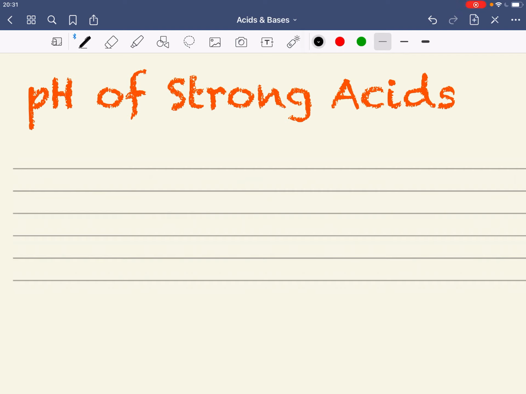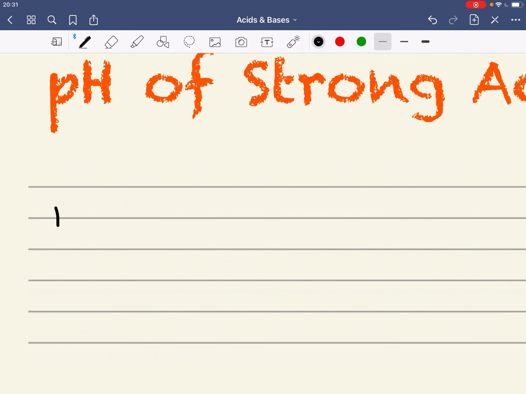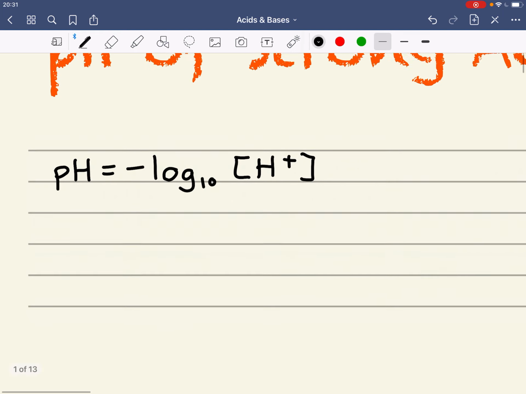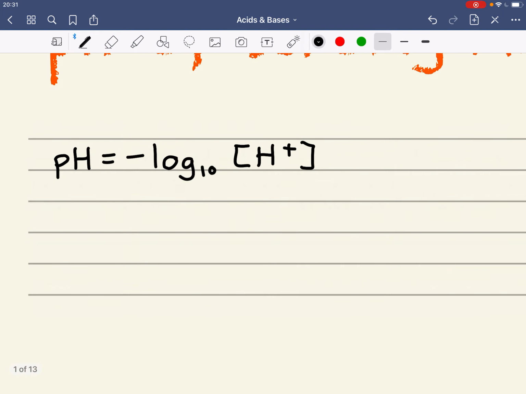Here we're going to look at working out the pH of strong acids. Firstly, you may be asked how to define pH in your exam. If you're ever asked to define pH, you simply would write down that pH is equal to minus log to the base 10 of hydrogen ion concentration. And the pH scale is used because there is such a wide range in the concentration of hydrogen ions.